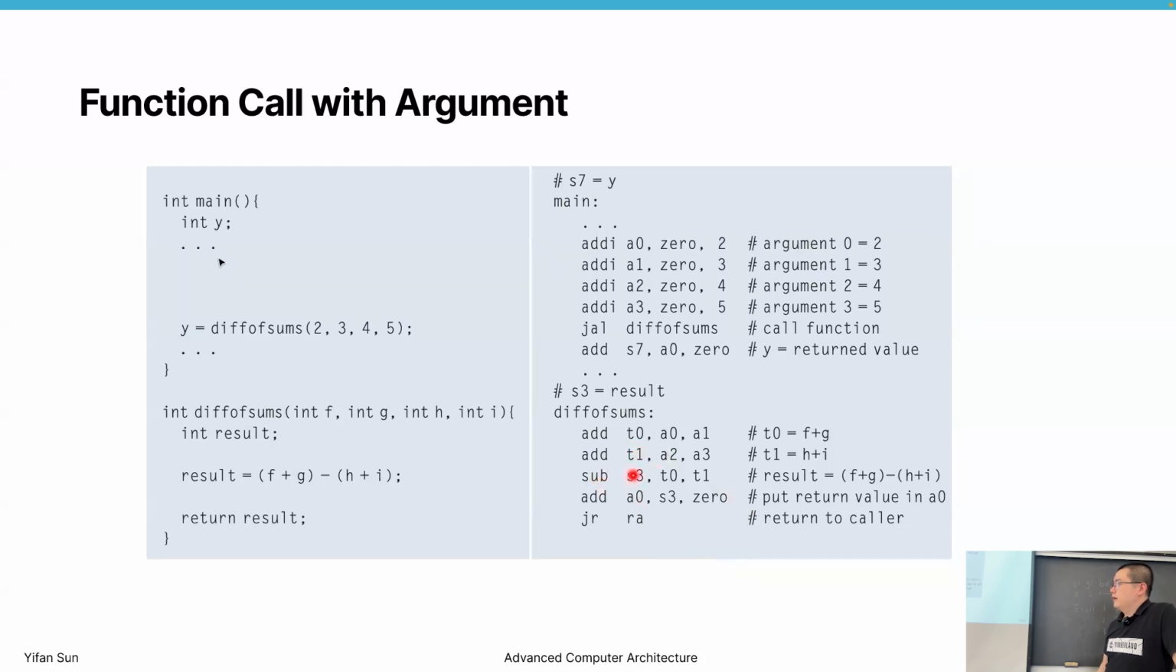Okay, then we calculate the result. Eventually the result is stored in S3. Then we put S3 back into A0. Now A0 is the return value. Then we can do jump with register and jump back to RA. Now we know A0 stores the return value. At the end, we put A0 back to S7. Then we continue to use that.